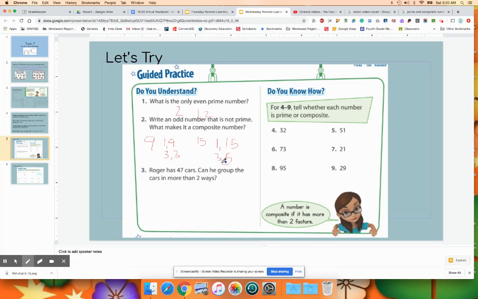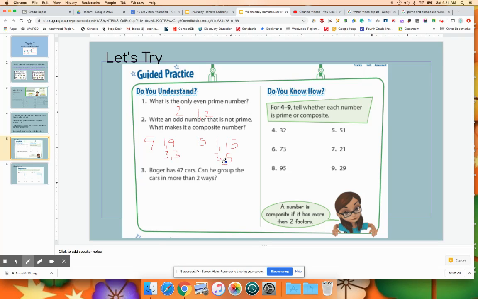Roger has 47 cars. Can he group the cars in more than 2 ways? So what they're really asking you is, is 47 a prime number or not? I know my multiplication facts, and none of them are going to get me to 47. I know if I count by 3s, after I get to 3 times 12, which is part of my facts, is 36. I'm going to count by 3s to see if 3 is a factor of 47.